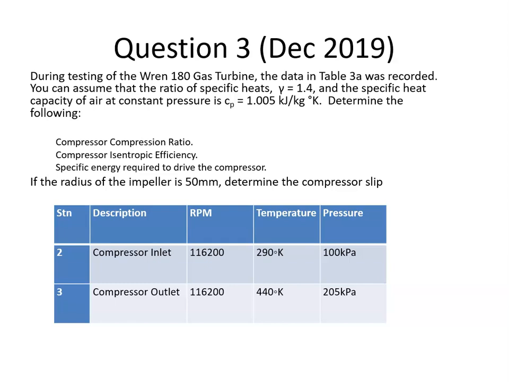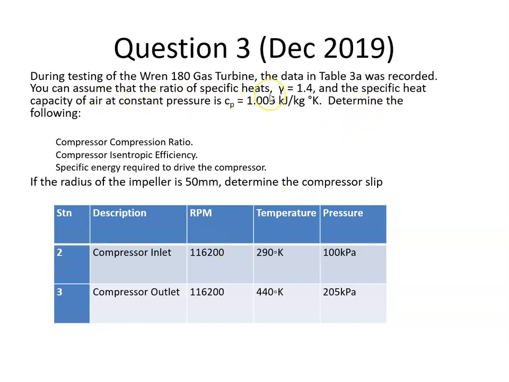So the next example, we're told that during testing of a REN 180 gas turbine, so the REN 180 is a small demonstration gas turbine that's used in schools and colleges. So we're told during the testing that data in table 3 was recorded, given the station number, the temperature and pressures, and the RPMs.